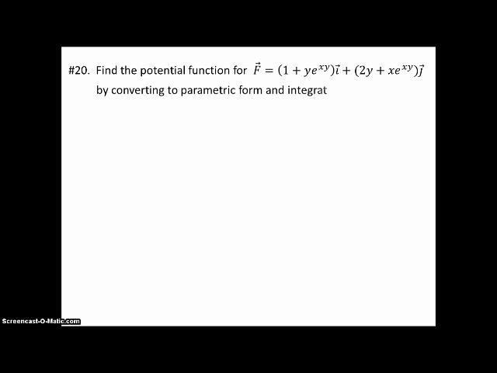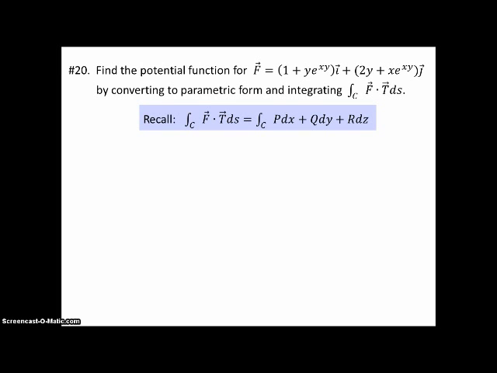Number 20. Find the potential function for F, given this way, by converting to parametric form and integrating the integral of F dot T ds. Well, this is like the hard way to do it, so at the end we'll check it doing the easy way, but let's do it just so we get practice with parametric form. Recall that from a previous lesson, this line integral is equivalent to P dx plus Q dy plus R dz, and in our case we don't have a third term, so we're only using 2 dimensions.